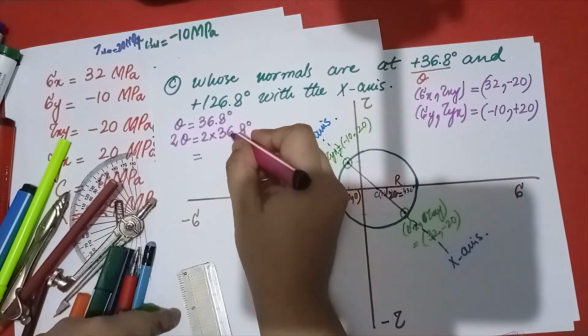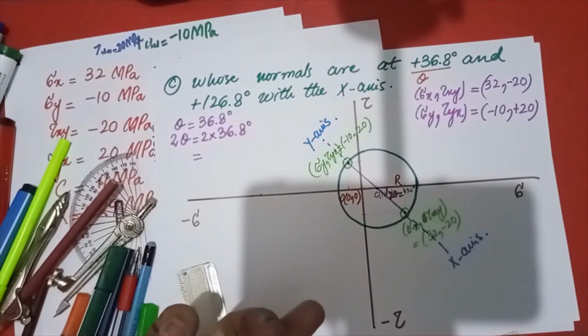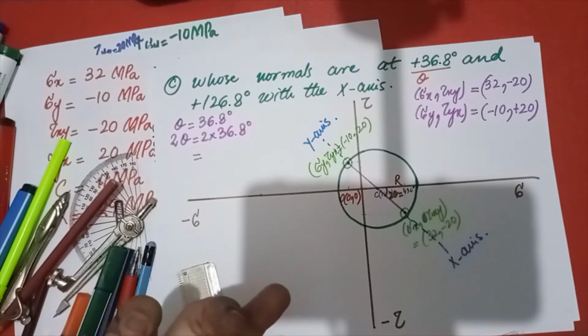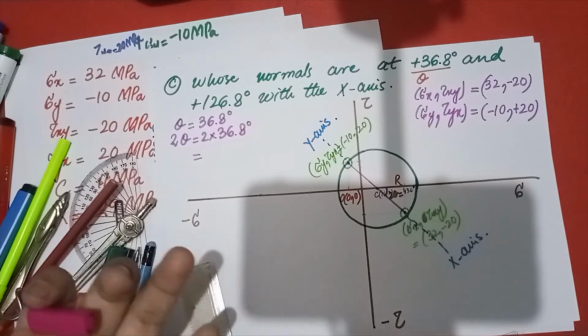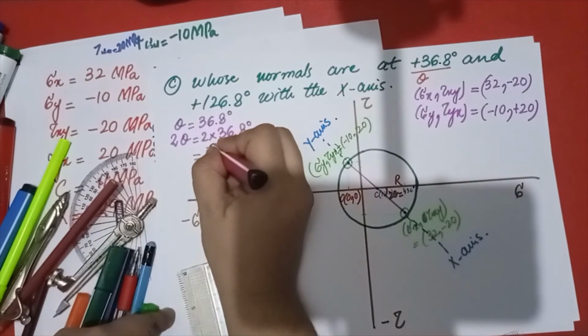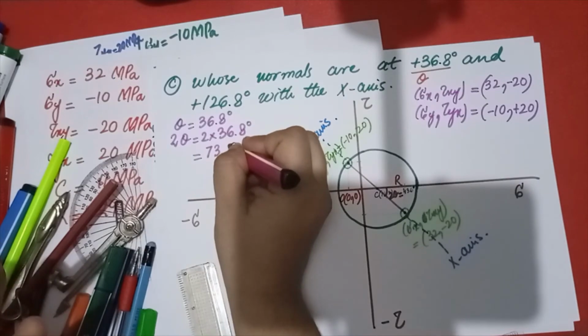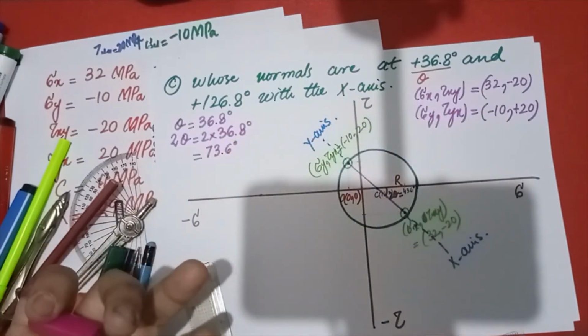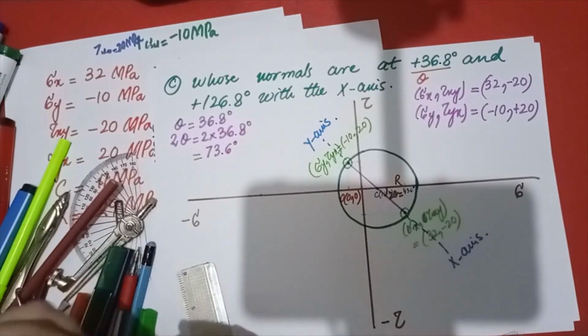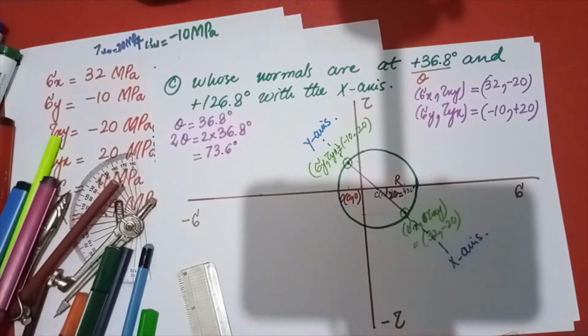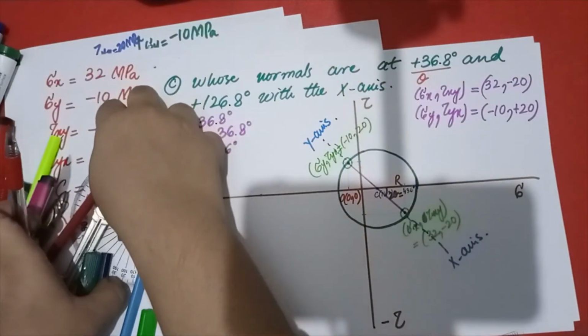Let me do that. 36.8 multiplied by 2. 2 8s are 16, 2 6s are 12 and 1 is 13, 2 3s are 6 and 1 is 7. So 73.6 degree. Am I right? Let me do it once again. 2 8s are 16, 2 6s are 12 and 1 is 13, 2 3s are 6 and 1 is 7. 73.6 degree. So I have to mark this with D.